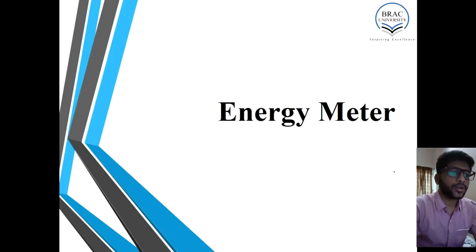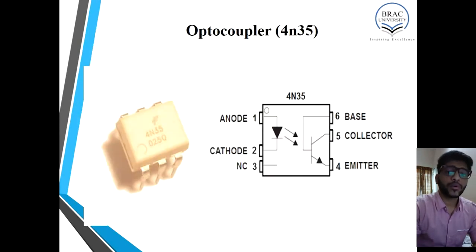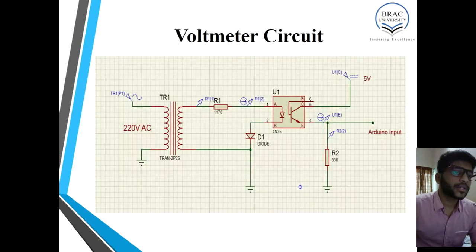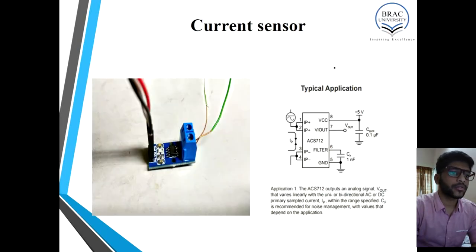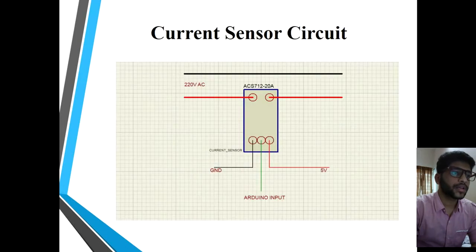Now let's talk about our energy meter. We have used an optocoupler in our energy meter. This optocoupler is used in the voltage sensor. We have used the optocoupler to isolate our main meter from the power line. Here is the circuit diagram that we have used for our voltage sensor. This is the current sensor that we have used, ACS712. This is the circuit diagram.